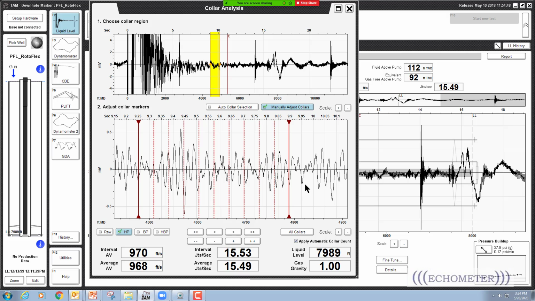But that's fair enough. Maybe you can tell me another answer. Looking at you evaluating collars on this screen you have up here, I always use the BP filter, the bandpass, and here you are using the HP.